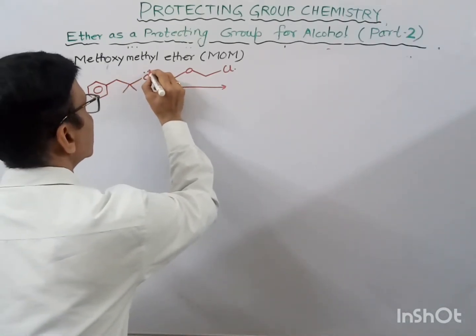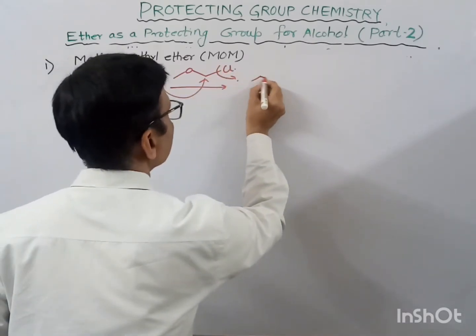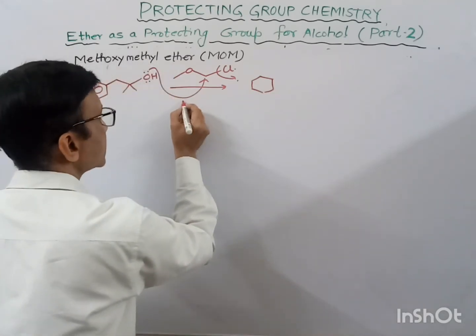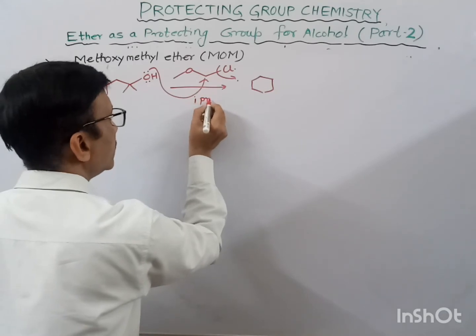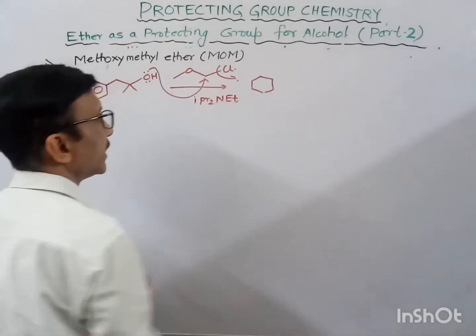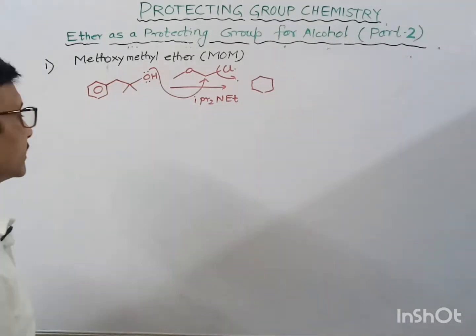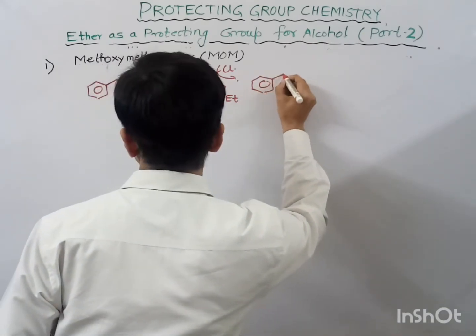Via this SN2 reaction, this chlorine will leave and we will get an ether. In presence of base, as I told you, diisopropylethylamine can be used as a base to extract this acidic proton, and we will get the ether, MOM ether.